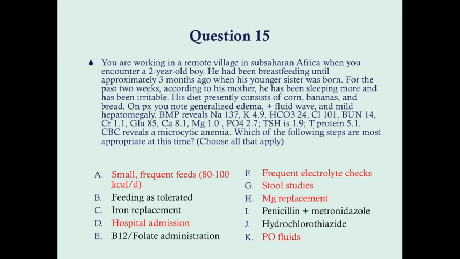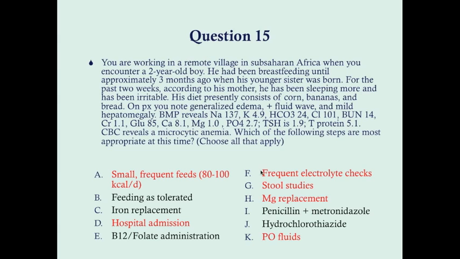And the reason you do small frequent feeds is that you don't want to get overfeeding syndrome. And overfeeding syndrome is a very big problem, and what happens is that the cells pull in as much phosphate as they can to make ATP, and what that's going to do is lead to a profound hypophosphatemia, and that can be deadly. So we want to gradually reintroduce the food, and you'll start small, frequent feeds, 80 to 100 kilocalories per day. So not feeding is tolerated. You also want to do a hospital admission. These patients need to be watched.